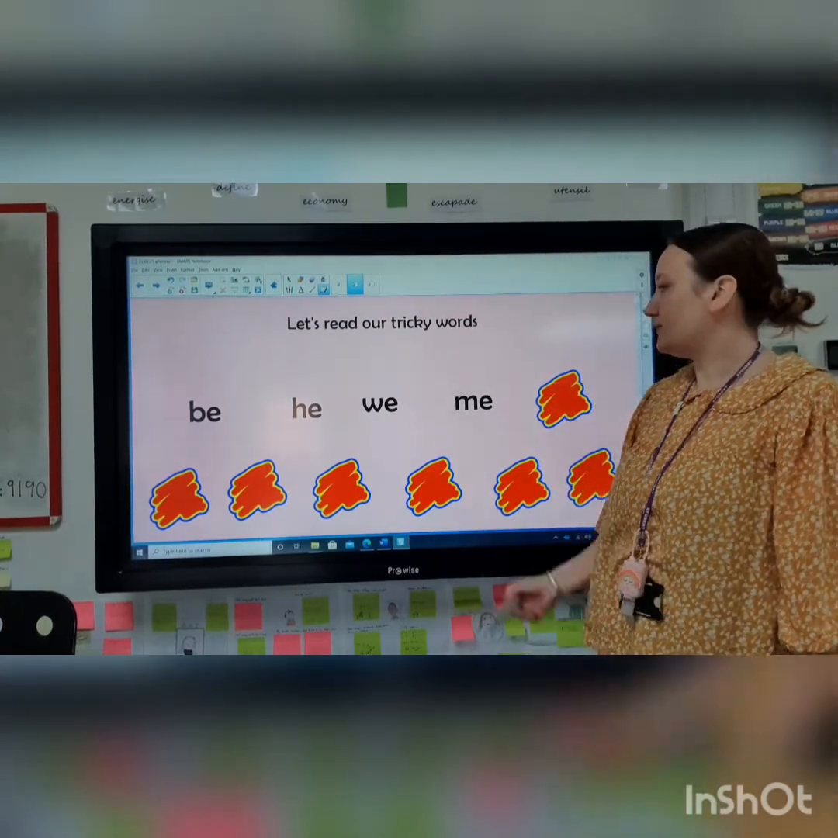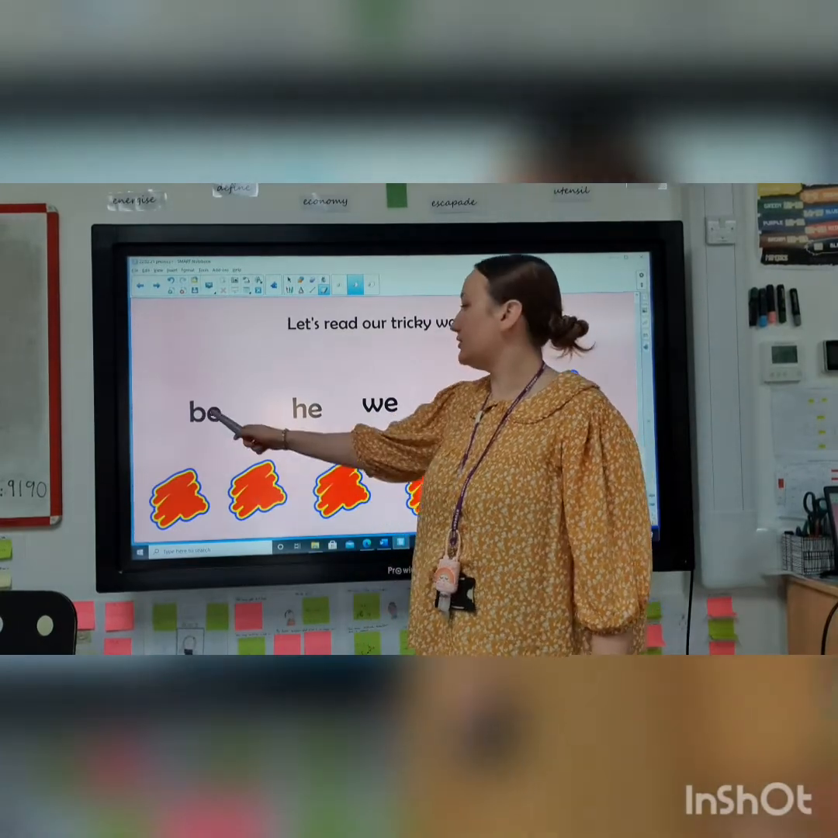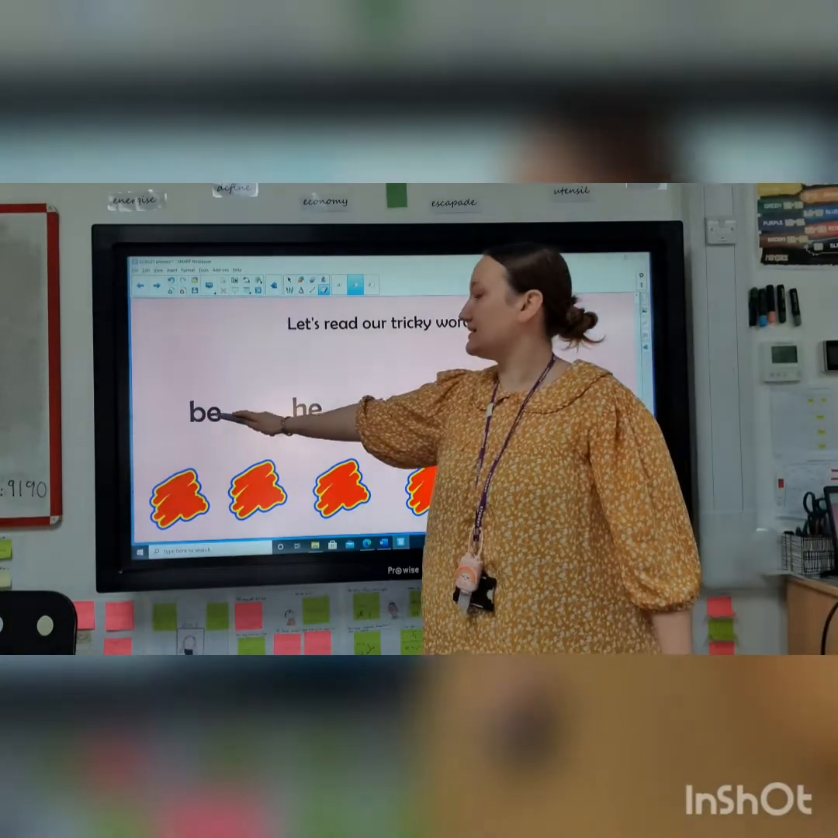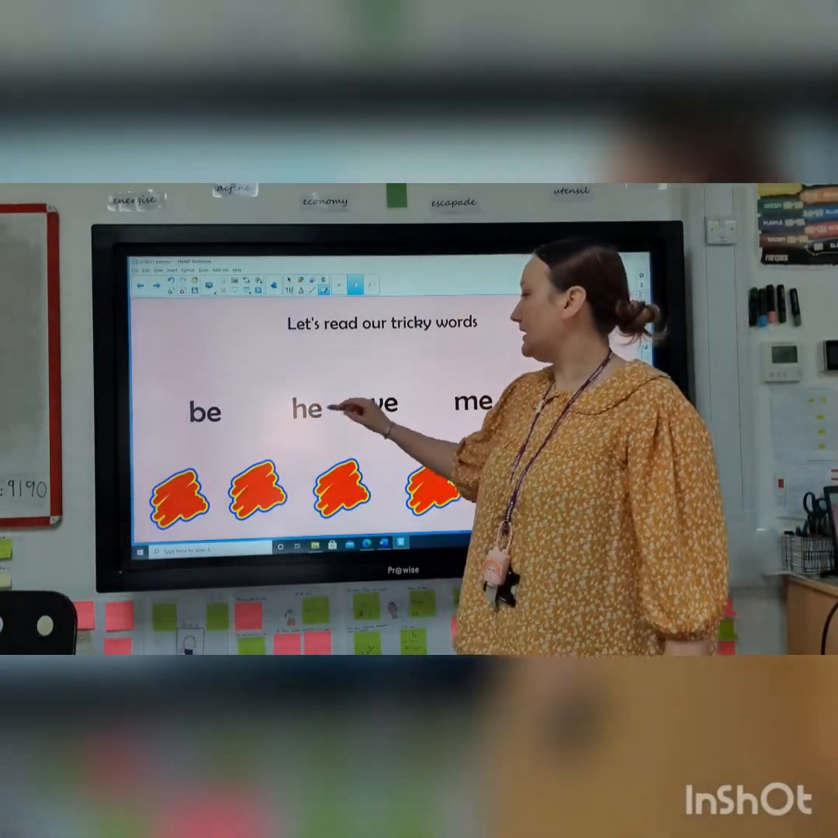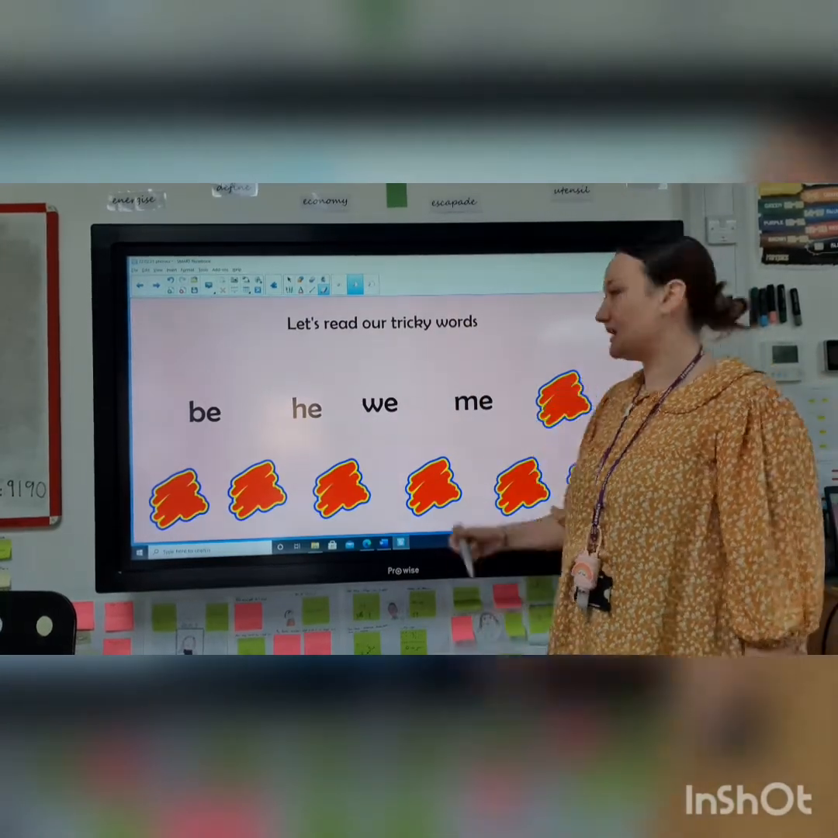Me. So if you remember these ones, it's got the first initial phoneme like we're used to, B, W, and M, but the last letter is E. So that's a good way to remember. Be, he, we, me. They all have that same E sound at the end.